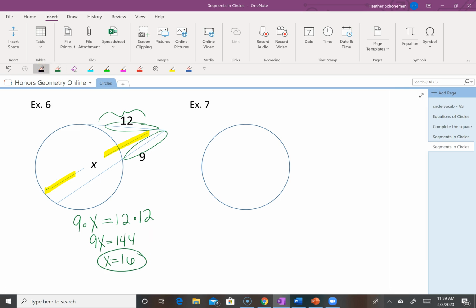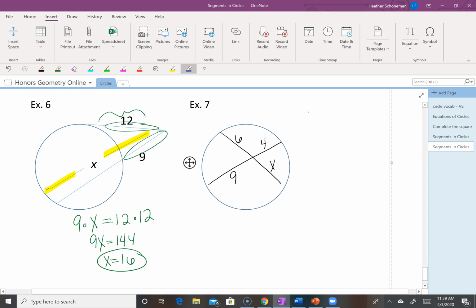Okay, since we got the circle and I meant to do one more, we'll do one more. Over here, I've got 2 circles. Okay, I got 2 chords. Everything is inside the circle. So when it's inside the circle, it's going to be part times part. 6 was part times whole because it was outside of the circle. 7 is part times part because everything is inside the circle. So I'm going to take 6 times x equals 4 times 9.